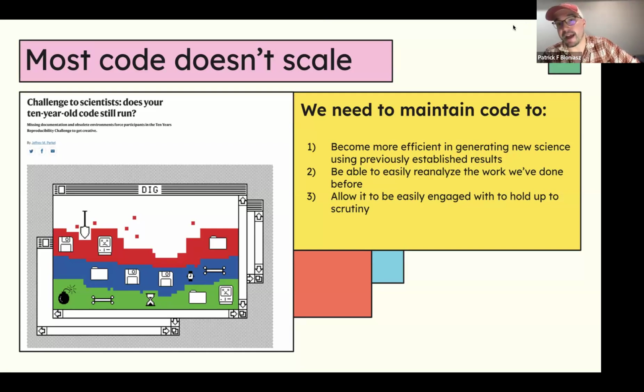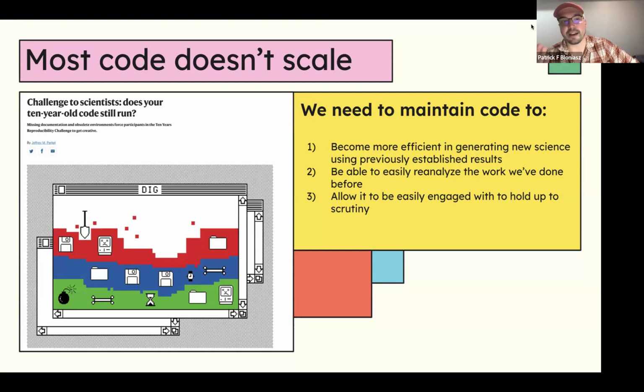And so this matters because we want to be able to be more efficient in how we generate new science, right? So often when someone is introducing a new analysis or a new technique or a new data set, it's not just going to be sitting in that one paper and then we never return to it. But often labs will have multiple people cycle through who will be working with a particular code base.